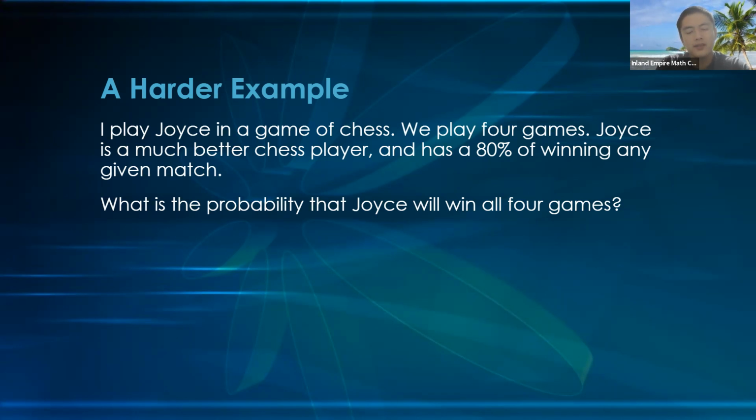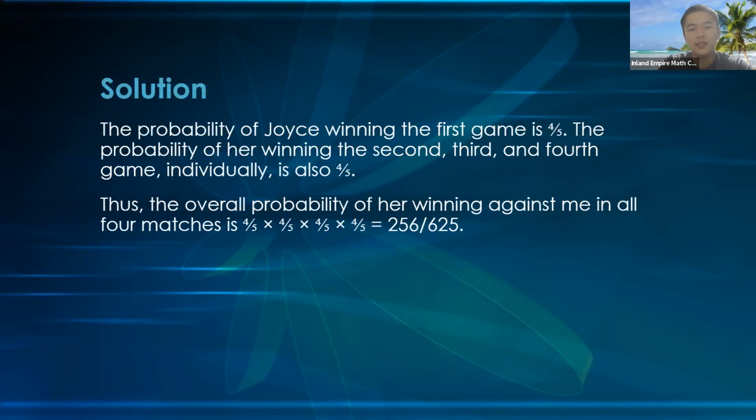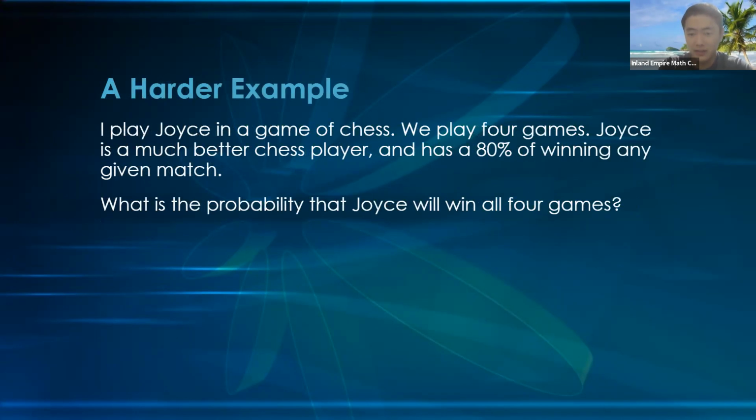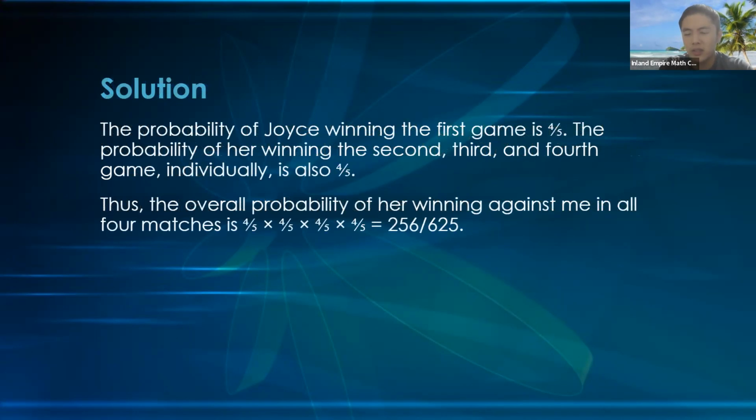There are so many words in this problem, but it's really just a simple concept. It's the concept we used like 2 minutes ago. So here's the solution. The probability of Joyce winning the first game is 4/5, because she has an 80% chance of winning any given match, and 80% simply converts to 4/5. Pretty intuitive. So the chance of her winning the first game is 4/5.